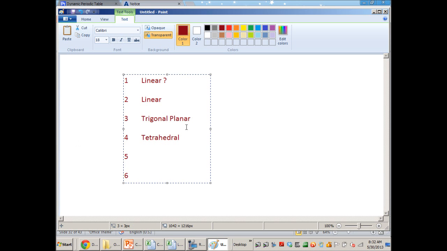And for 5, I should probably make this way bigger. For 5, it's going to be trigonal bipyramidal. And for 6, it's going to be octahedral.